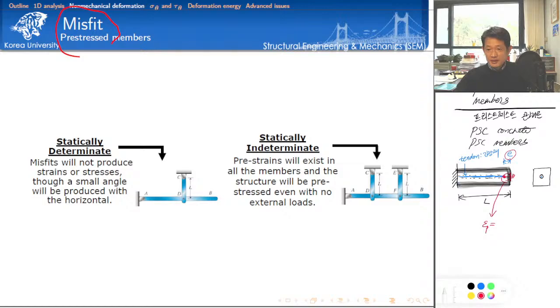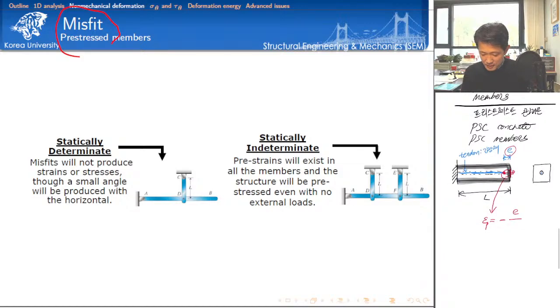Any other opinions? Make sure that the tendon is shorter than the reference dimension, which means it has negative strain, okay? It has negative strain. Make sure that it's shorter than this. So minus the length difference divided by the length, okay?